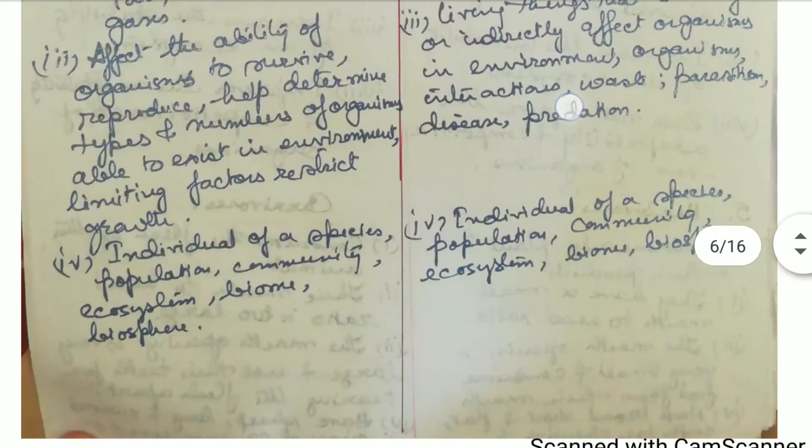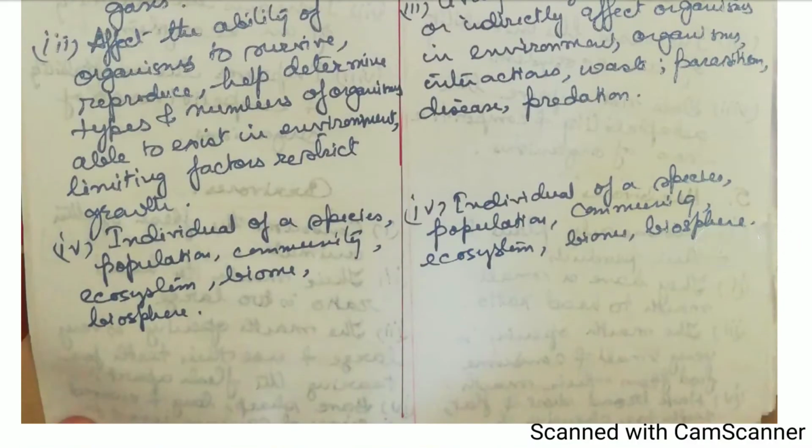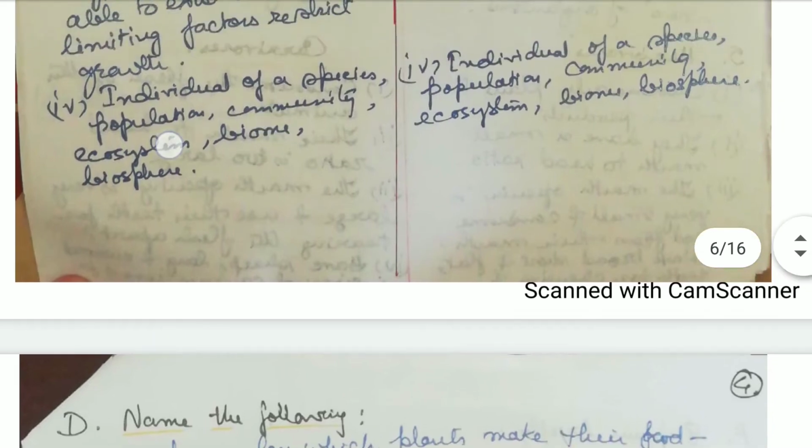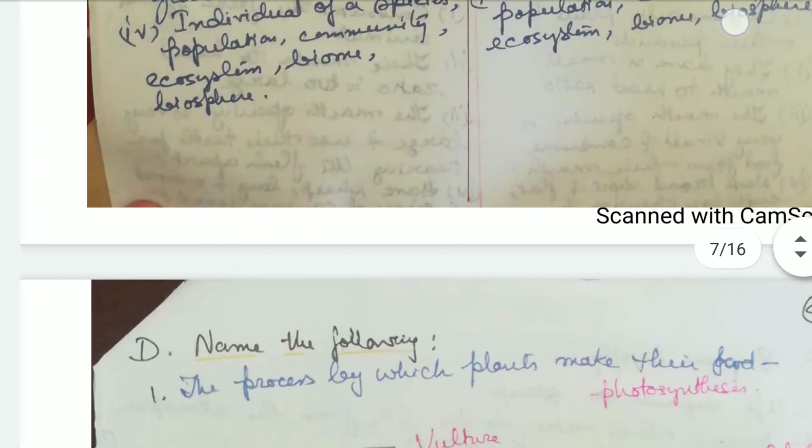Then this one is an individual of a species, population, community, ecosystem, biome, and biosphere. This is the same thing I've written, so omit this one. I'll tell you this, omit this and this also.